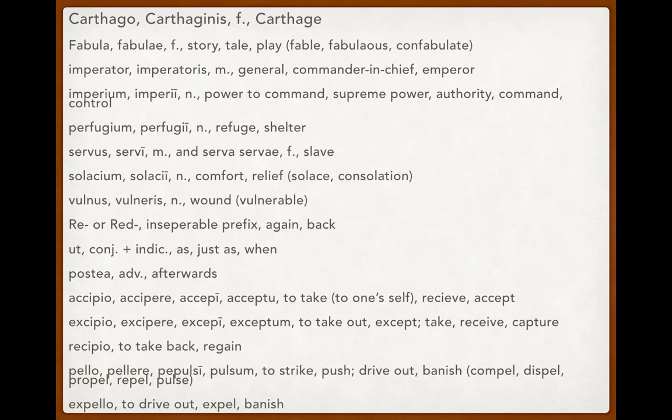Refugium is kind of like refuge. It's a thing that a fugitive would seek, or a refugee would seek. Servus or serva is slave. Solacium is solace, like comfort or relief. Vulnus is wound. We can stick re- at the beginning of any verb to say you're going to do that verb again. Ut will not show up too much, but it can mean just "as." Postea is the adverb form of post, which means after.